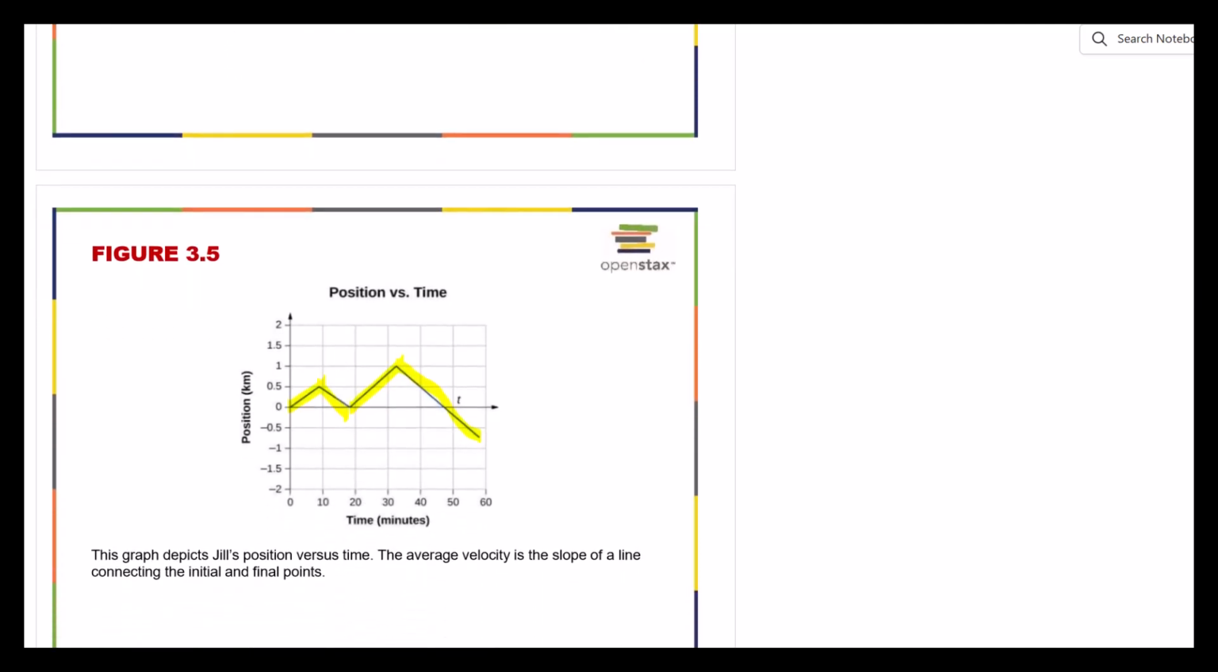Okay, so the total displacement is going to be this distance here. This is displacement. The total distance traveled is going to be the length of that line. I don't know if that helps. Some people like graphs, some people like pictures, some people like whatever.